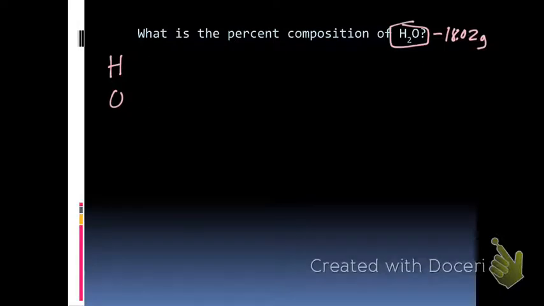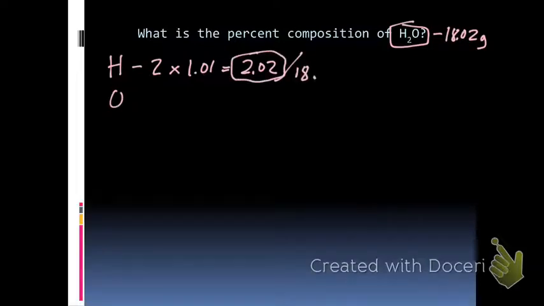And so therefore, in water, there are two hydrogens. Each hydrogen has a mass of 1.01, so it's 2.02. So this is the mass due to hydrogen. Divide that by the total mass, or the molar mass of water, and so you get 2.02 divided by 18.02, and you get 11.2%.